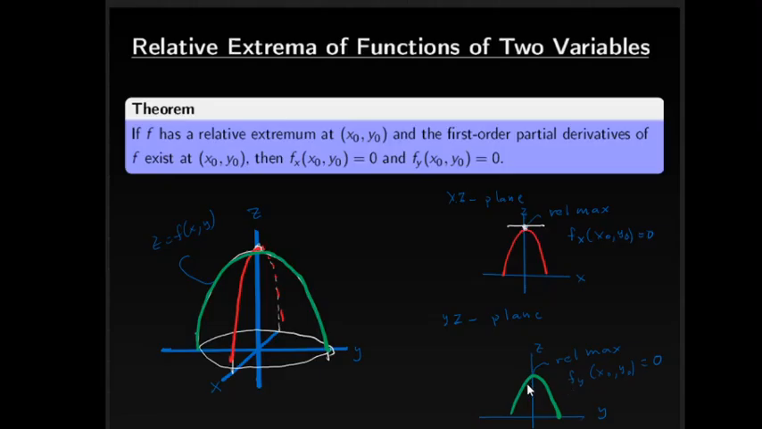Similarly, the slope in the y direction must be 0, since this corresponds to the relative maximum of this surface. So this will also be a relative maximum of this green curve. So the tangent line at this point must also be horizontal. And so the partial derivative of f with respect to y must be 0.